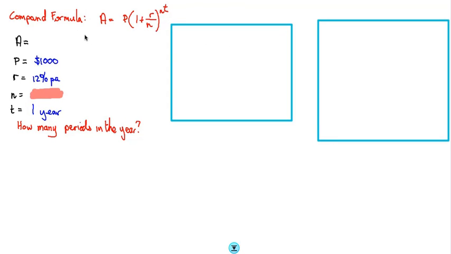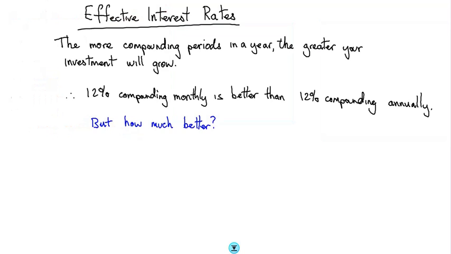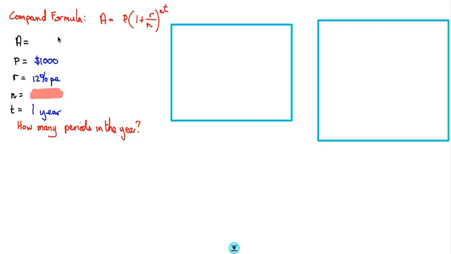Let's do an example of the effective interest rate. The more compounding periods in a year, the greater your investment will grow. So 12% compounding monthly is much better than 12% compounding annually. But how much better? Let's figure it out. So the compounding formula we will use is A equals P, and then in brackets 1 plus R over N, to the power of NT.